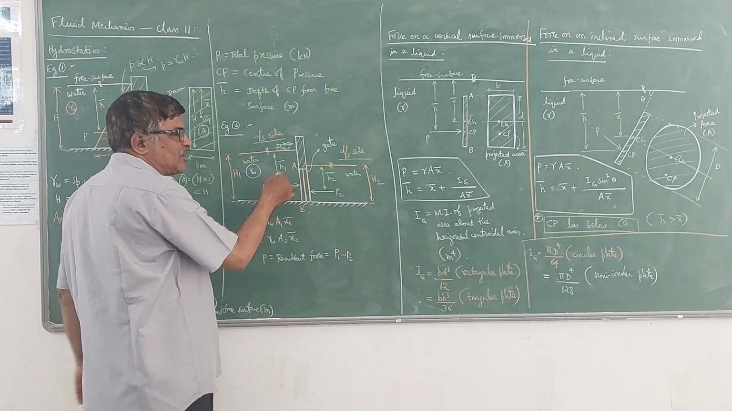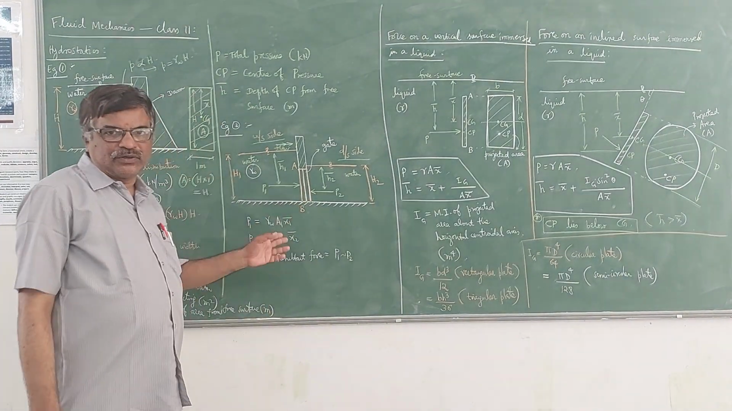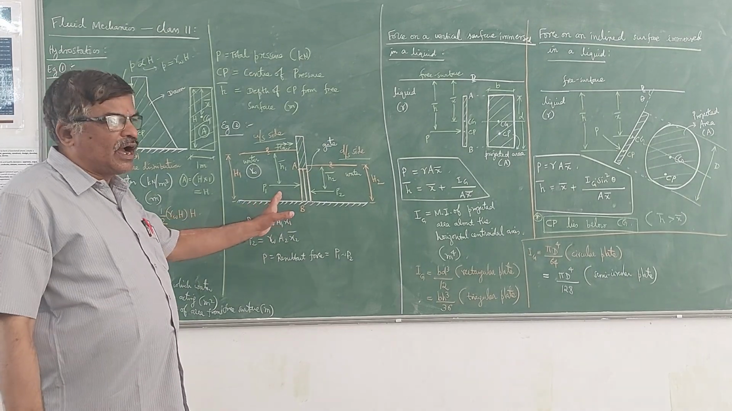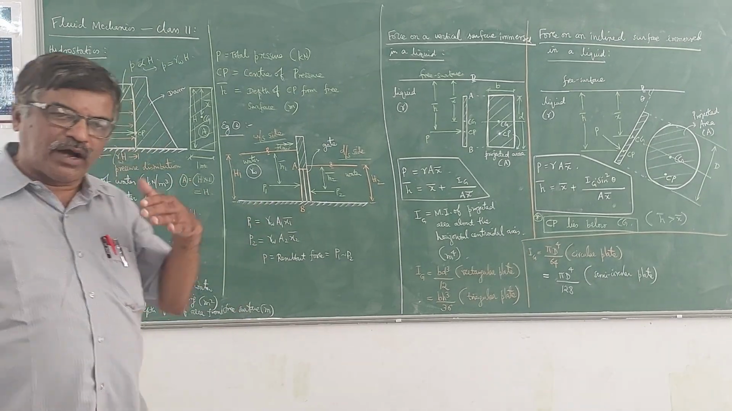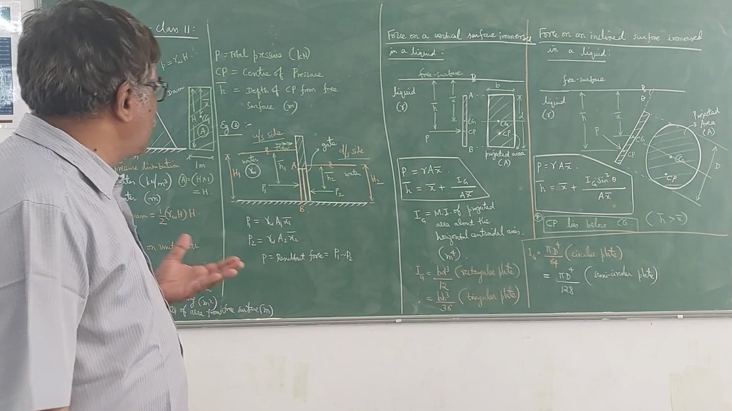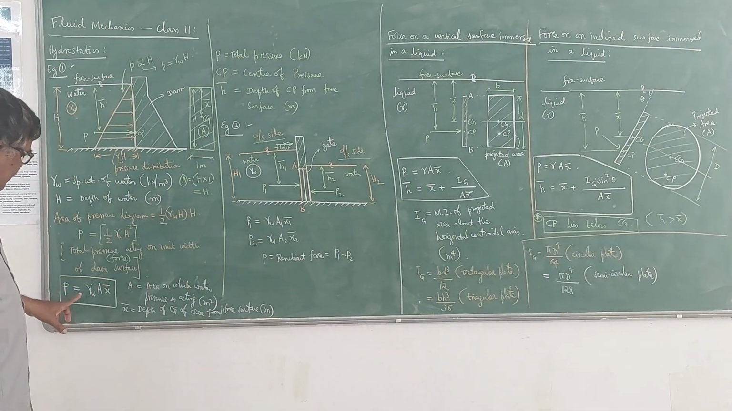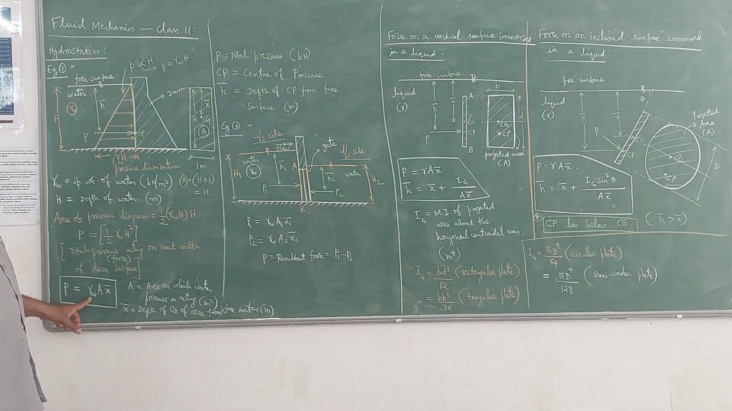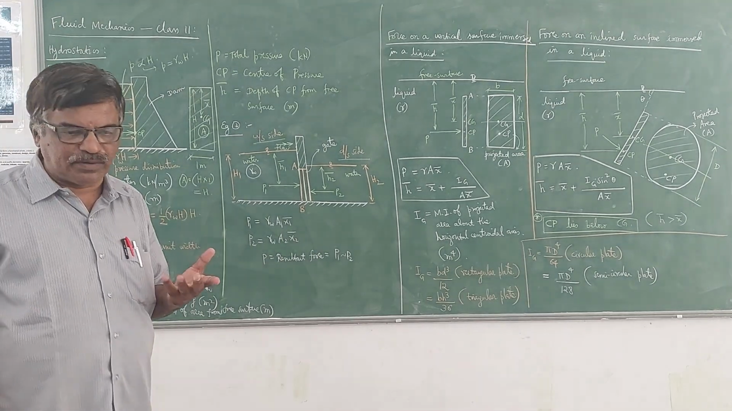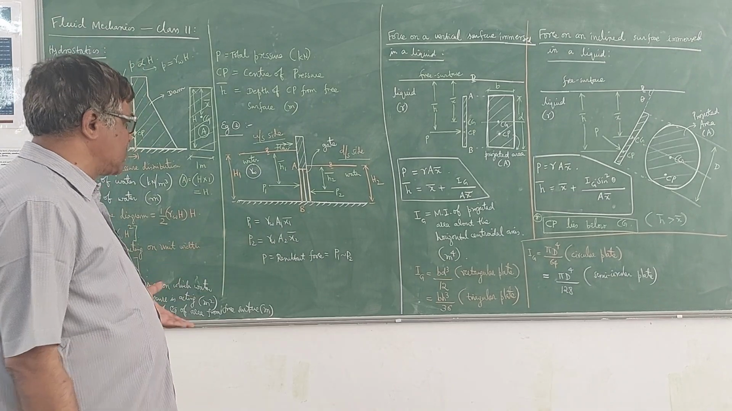So what is the resultant force acting on the gate? These are called hydrostatic forces because water is there. Some other liquid may also be there. If another liquid is there, then also we have to use the same formula. Only thing is, instead of gamma W you have to use gamma, where gamma is the specific weight of the particular liquid under consideration.